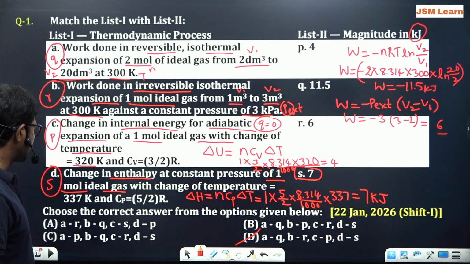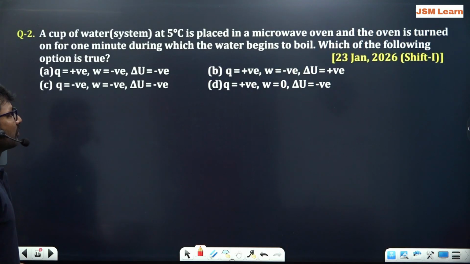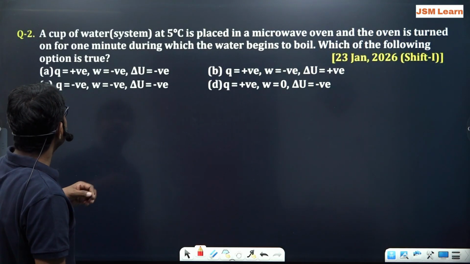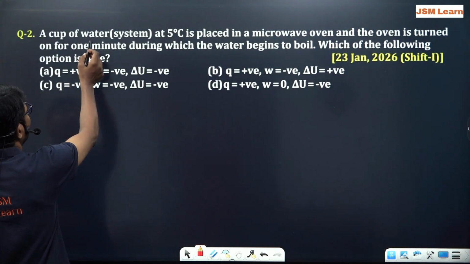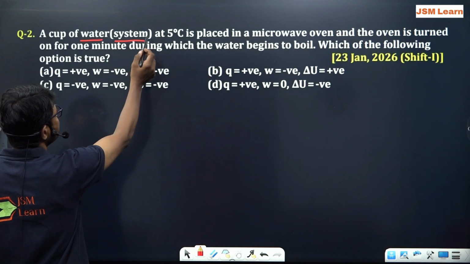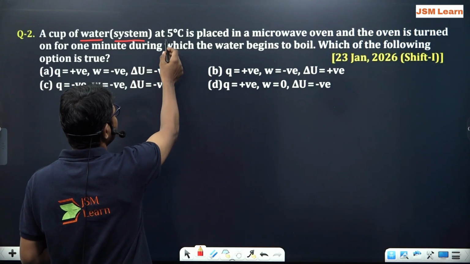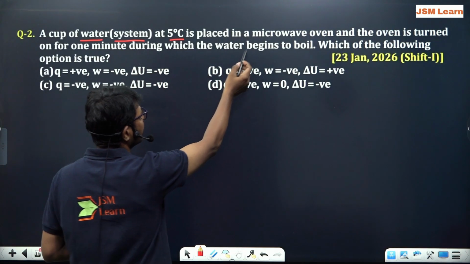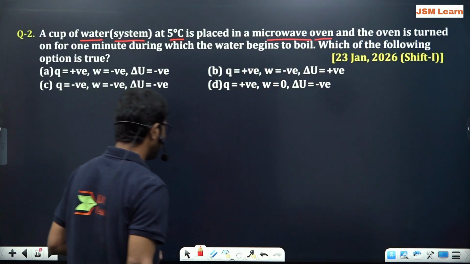So let us see the next question. Here one very interesting application based question is there. A cup of water, which can be considered as the system, at 5 degrees Celsius is placed in a microwave oven.